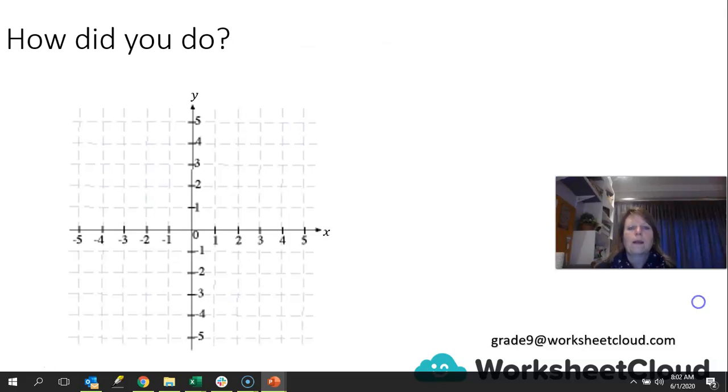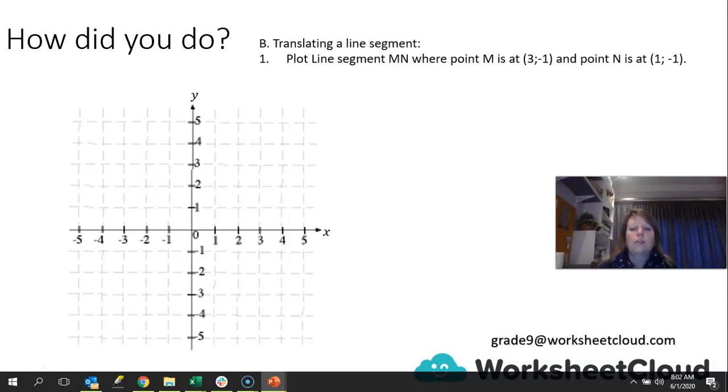All right. Okay, the next thing you had to do is translate a line segment. So let's put in our line segment. We've got to plot line segment MN, where point M is 3, minus 1. There we go, X is 3, Y is -1, and point N where it's 1, minus 1. So X is 1, and Y again is -1.